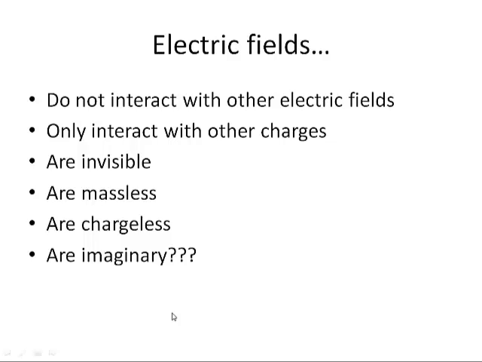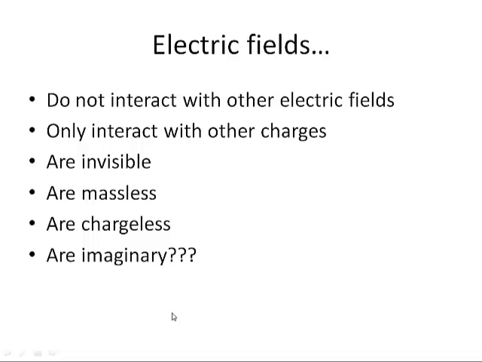So a couple notes about electric fields are, first of all, they don't interact with other electric fields. So the electric field is only one value for any one location in space. So we don't say that for one location in space that there's an electric field going up and an electric field going right. We have to add those two together to get the electric field at that point.